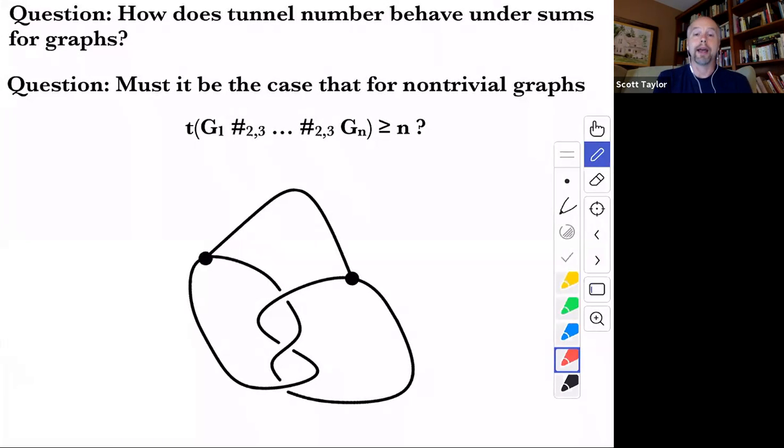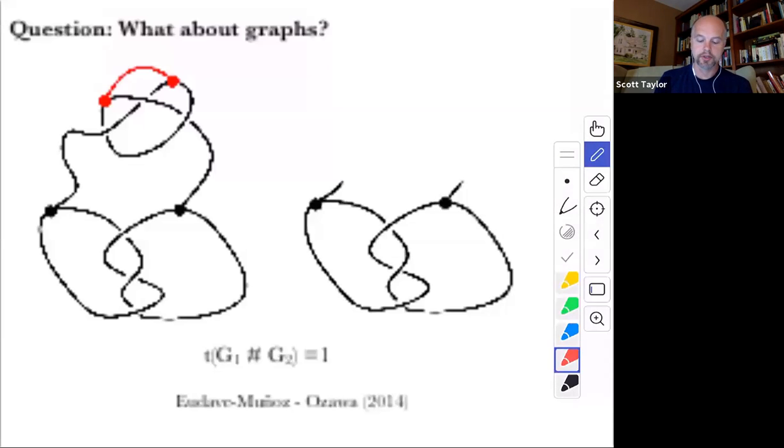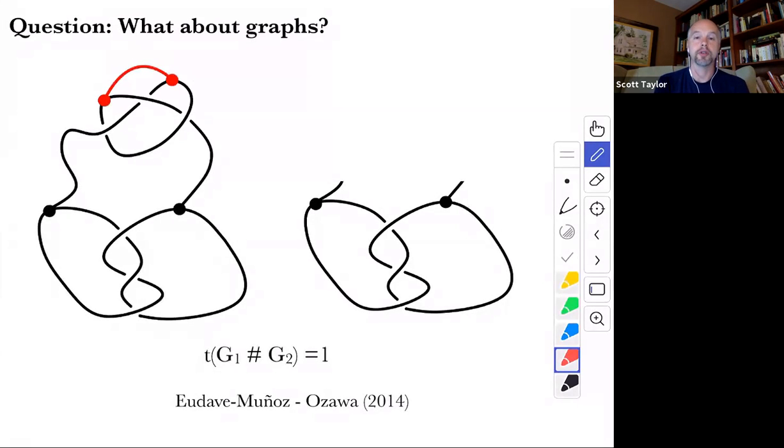Well, what about lower bounds? We might turn and first think about the Schubert-Schultens lower bound. If I add together n non-trivial things using connected sums and trivalent vertex sums, must the tunnel number of the result be at least n? There's an example of Morimoto, Sakuma, and Yokota showing that the answer is no.